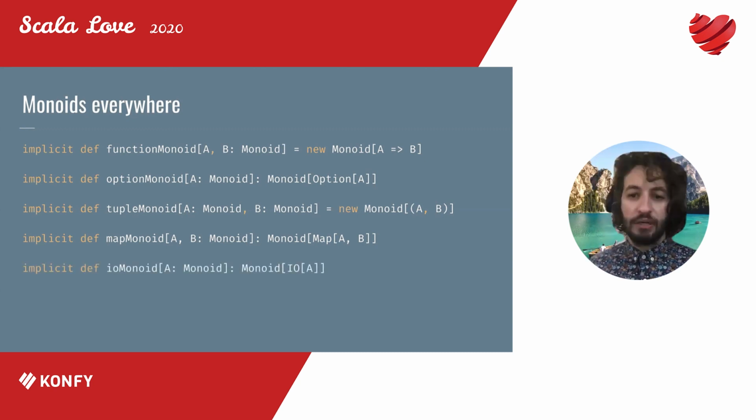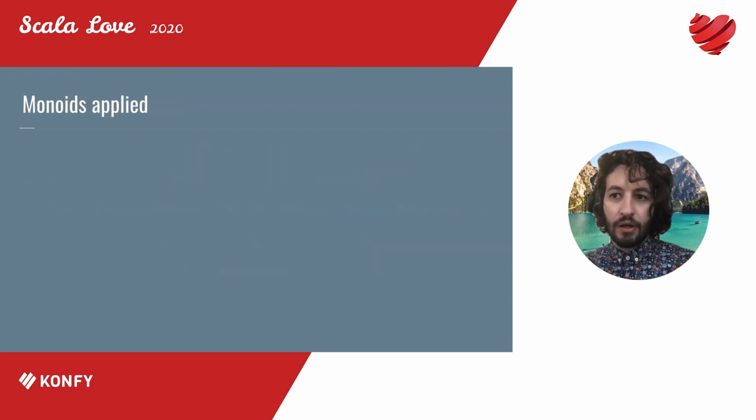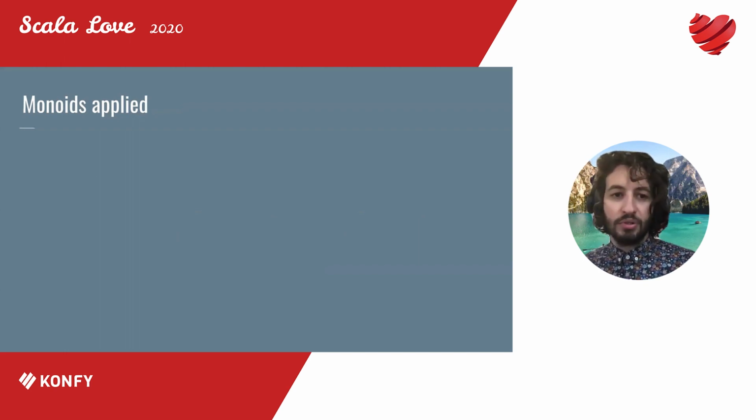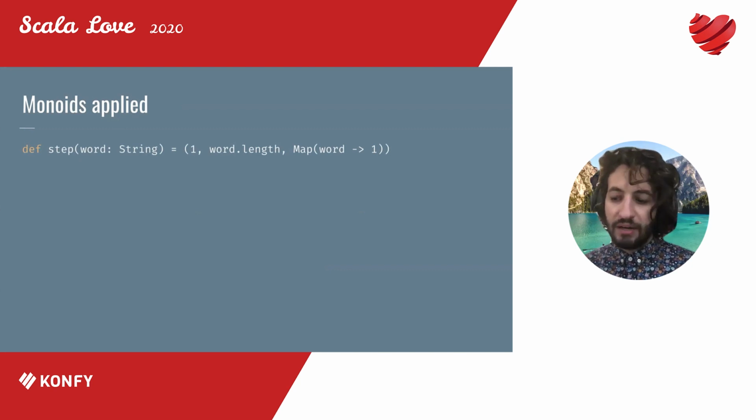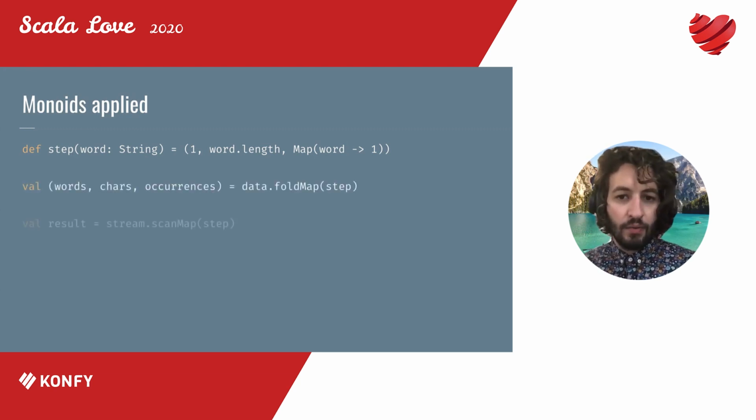Same goes for something like IO. If we want to combine two IOs, we can do that if that A inside of that IO has a monoid. So these are just a select few examples, but there is tons and tons more. And the real useful part comes in their composability.